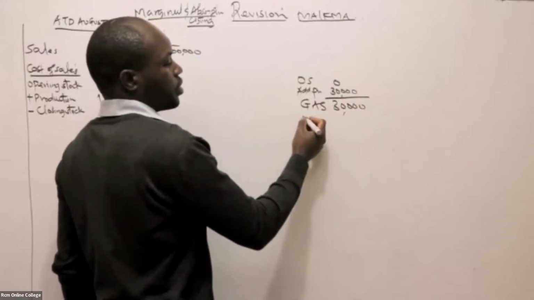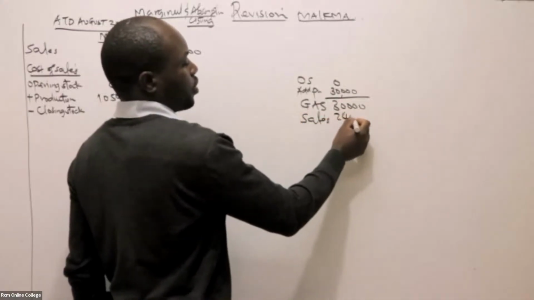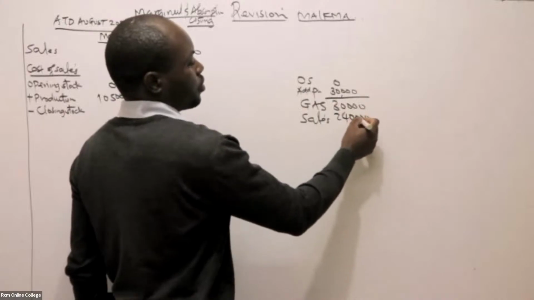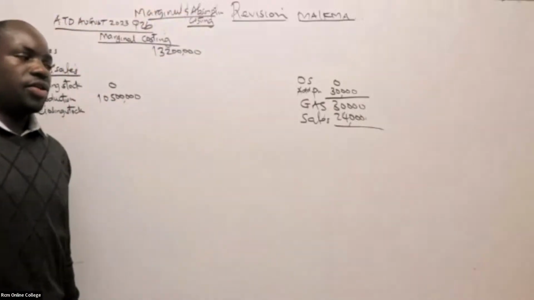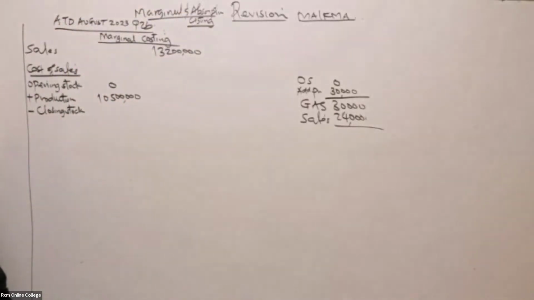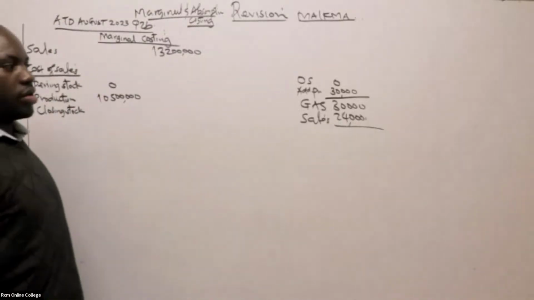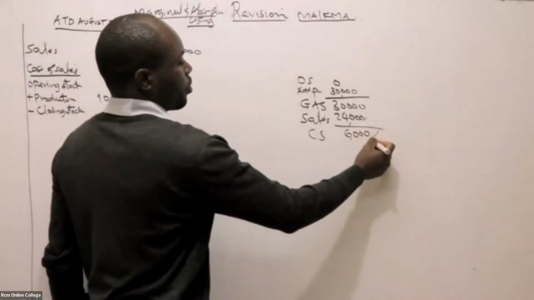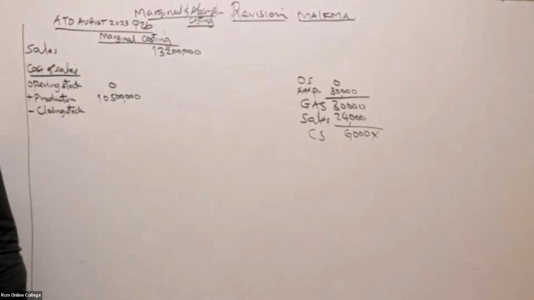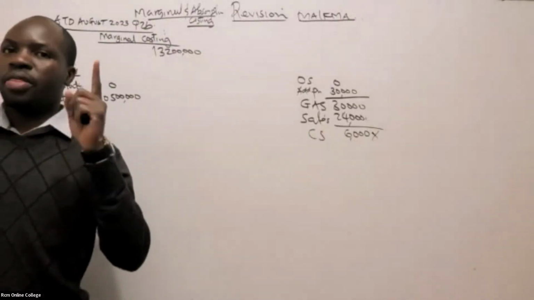Only to find out the goods that were sold. Goods that were sold is equal to 24,000. Where did they take the remaining 6,000? You have 30,000 units to sell, but you only managed to sell 24,000. So whatever is remaining will be your closing stock, right? So our closing stock is equal to 6,000. What did we say about the valuation of the closing stock? We value our closing stock at the production cost per unit.